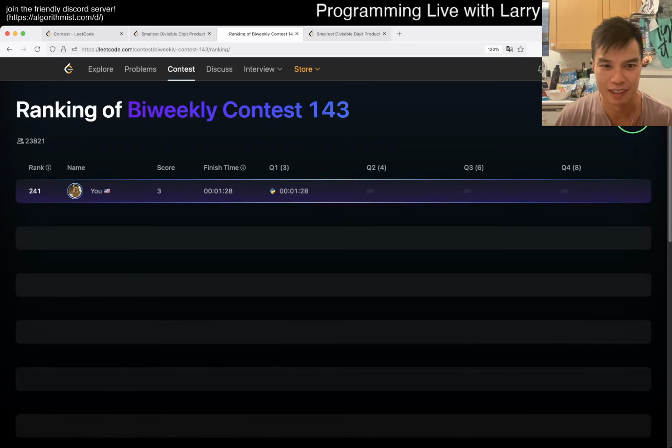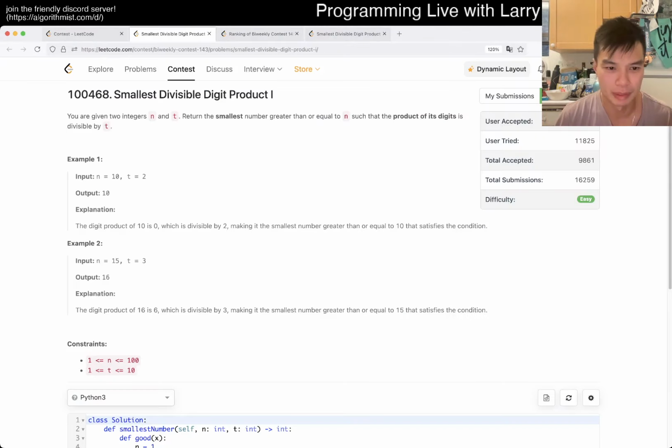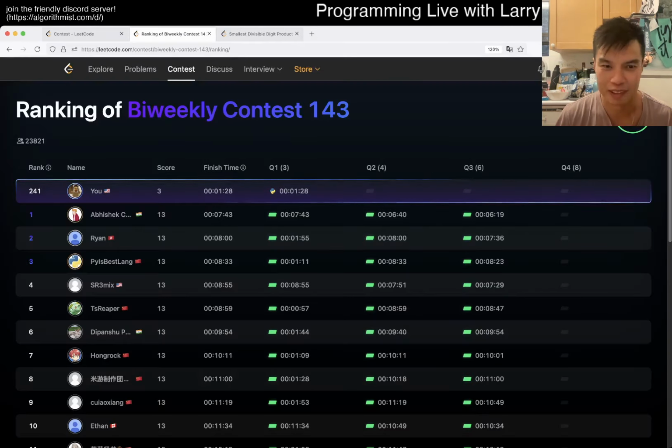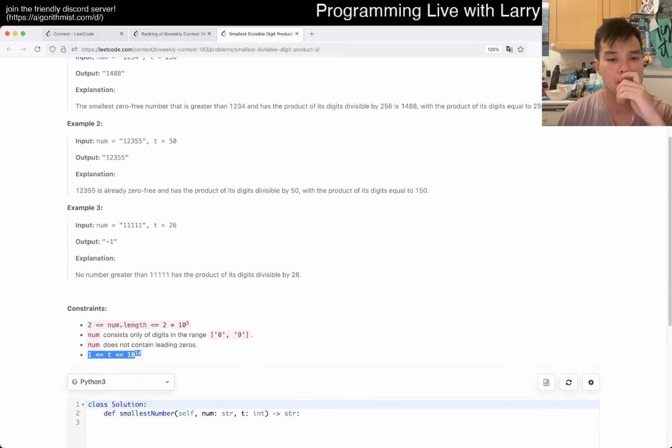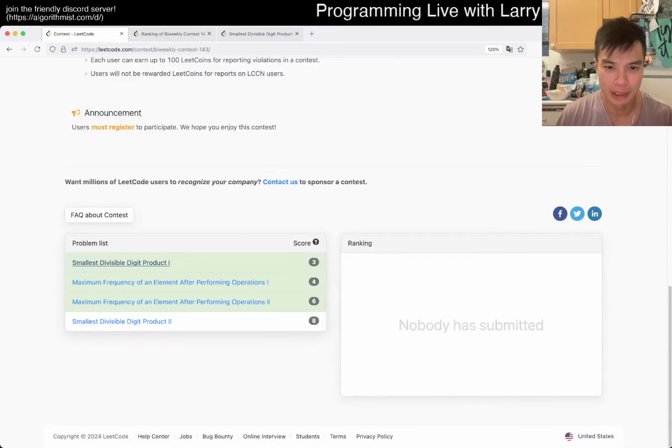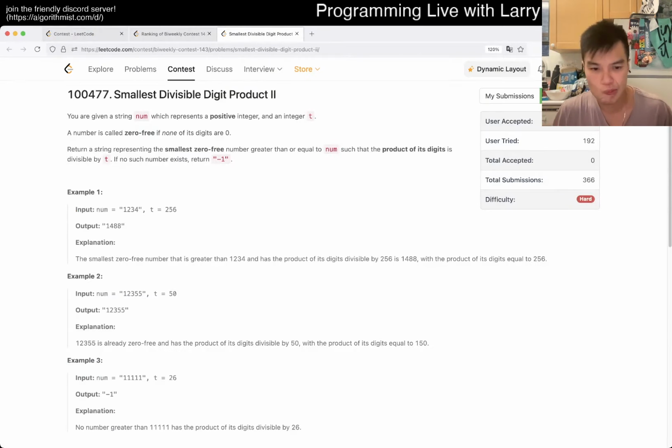Still not updated. Anyway, it's kind of weird actually. But I'm in the right contest, right? What was this problem? Product of its digits. Okay. It's divisible by this big ridiculous number. It's not the sum, it's the product. Okay, so 1, 2, 3, 4 was the product.